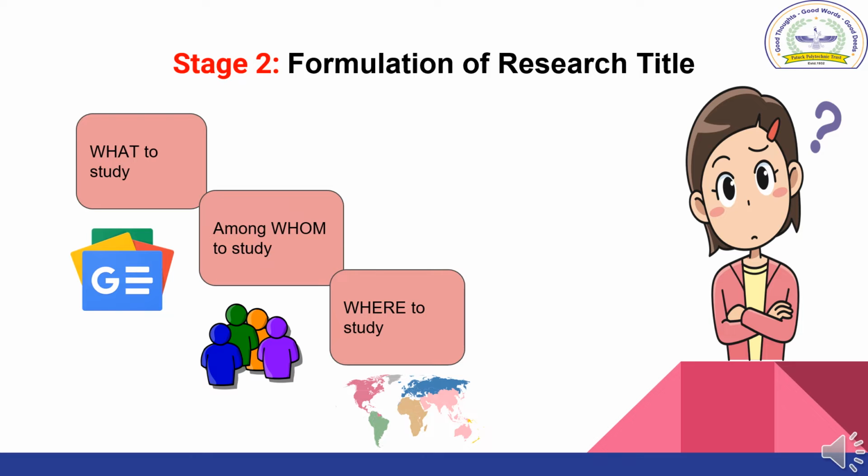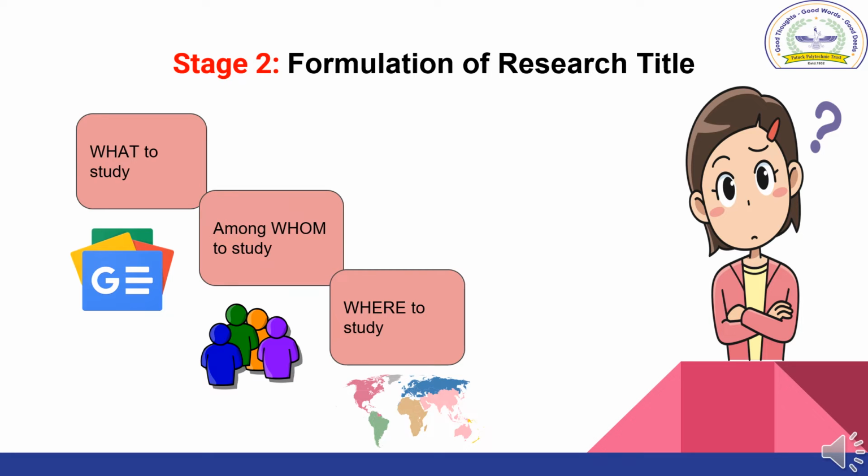Formulation of the research title is the next important task you need to do. Once you are aware of the research problem or the research area where you want to embark your study, you need to formulate your research title, that is, word your title very carefully. Your research title should be able to answer all these three questions that are listed out here. That is, what to study, among whom to study, and where to study.